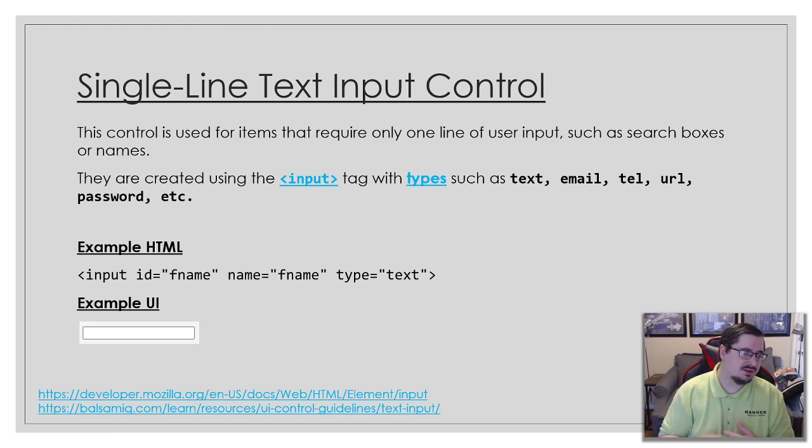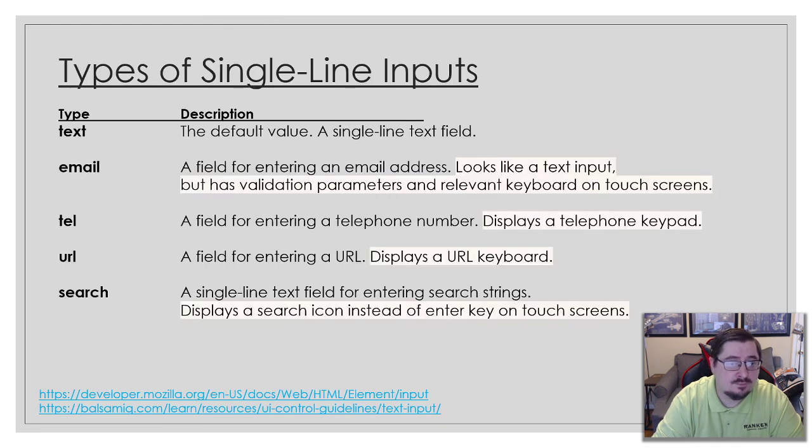So simple text inputs we're going to use for a broad variety of things, whether it be search boxes, names, etc. That's kind of the most common one. Now, to talk about some of these types, because text is kind of your simplest version. You say type text, it's just a single input field, and it's free form. The user can type in whatever they want.